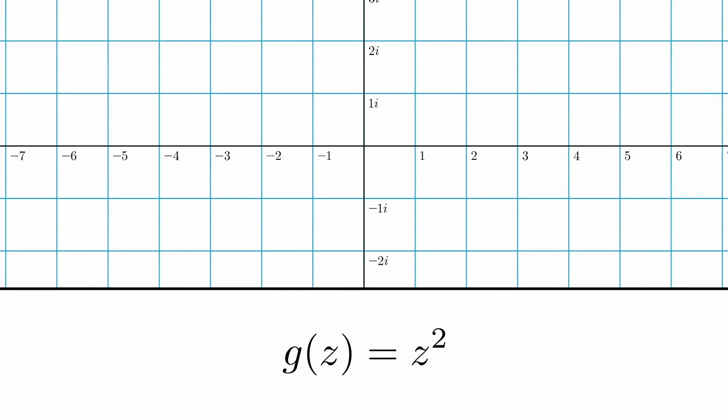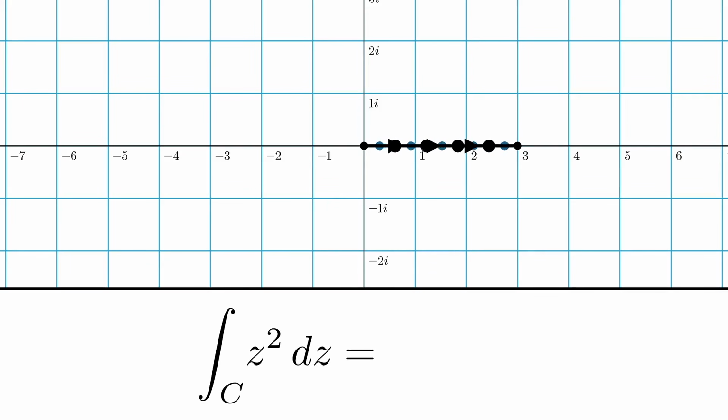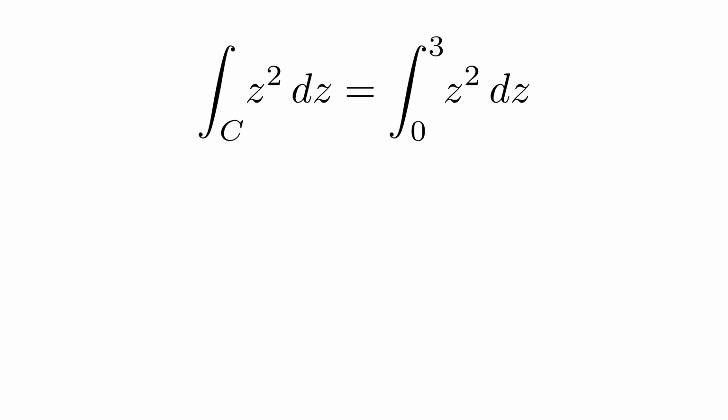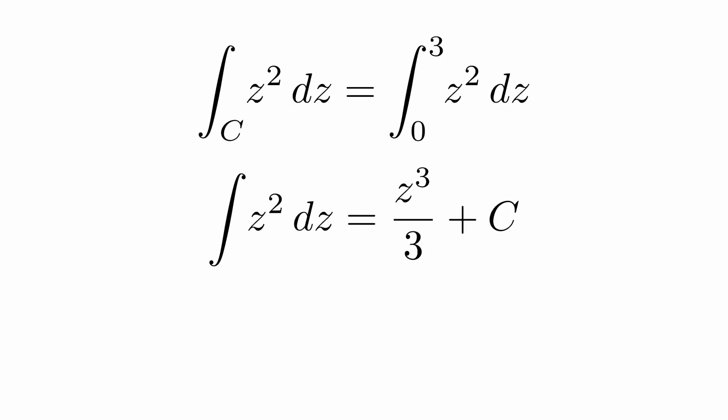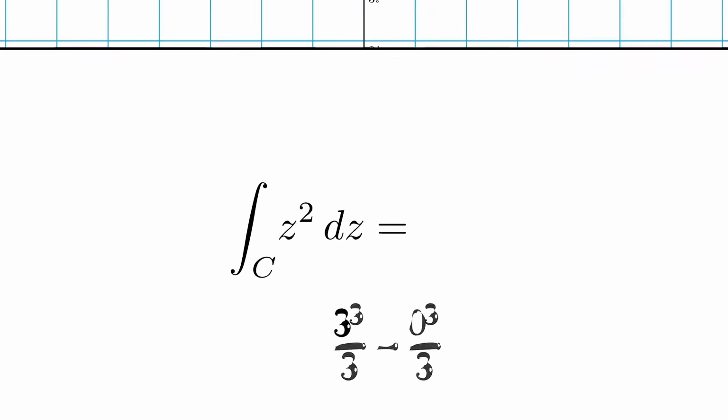As a second example, let's look at the function g of z equals z squared. And let's examine the values we get as we integrate it along various paths from 0 to 3. To start, we should note that if we take the path that goes directly from 0 to 3, then the procedure we have just described gives us exactly the usual integral from 0 to 3 of z squared dz, which we know how to evaluate normally. Take the antiderivative of z squared, which is z cubed over 3, plug in the endpoints, 3 and 0, and subtract, giving us that the value of the integral of z squared along this path is 9.